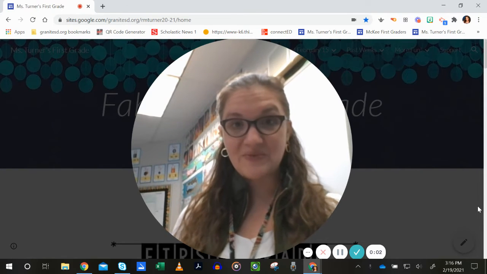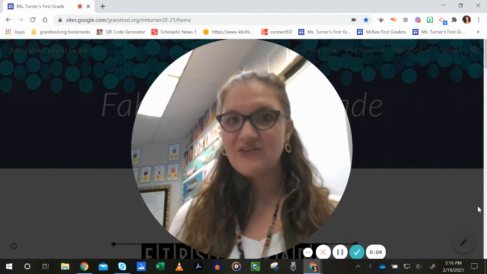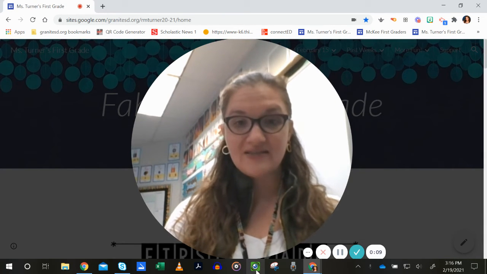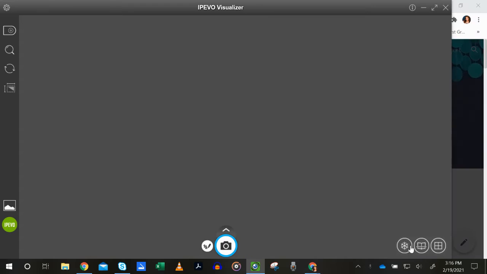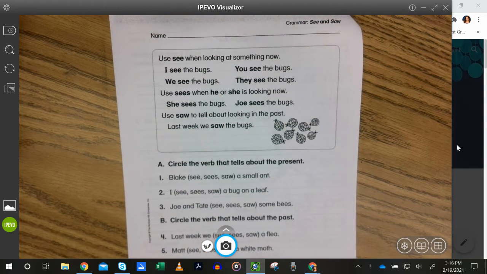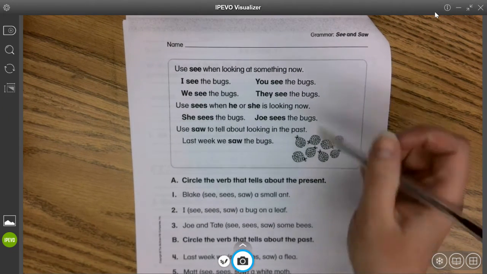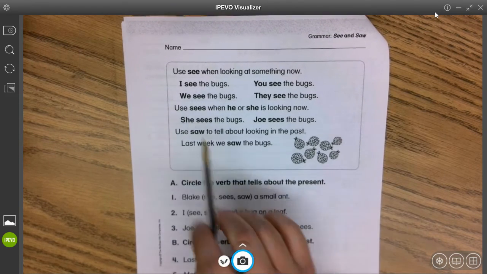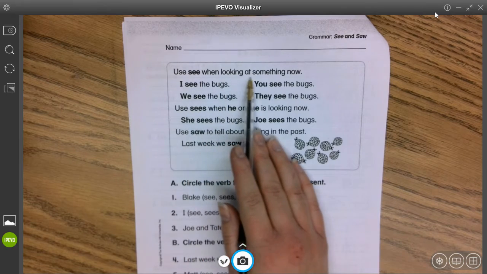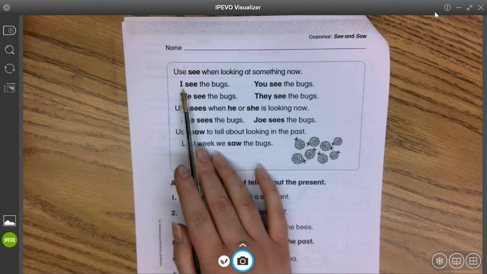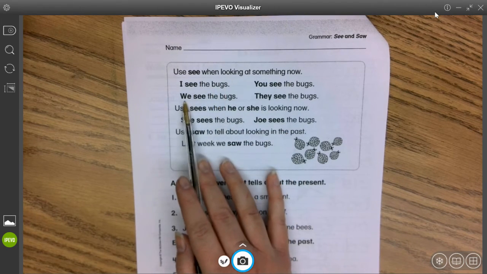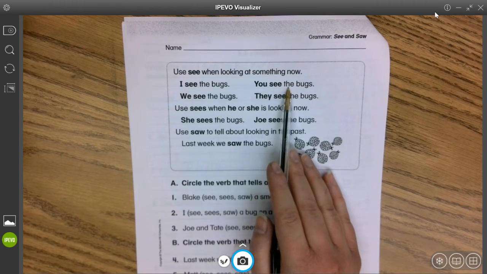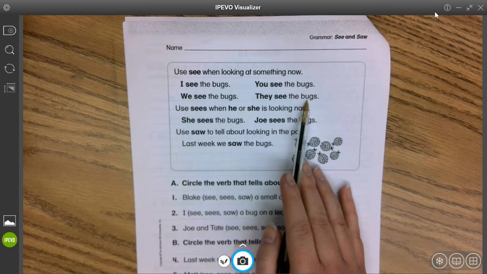Okay, first graders, we are going to look at using the word see correctly in a sentence. So let's look at our page. We have see and saw, so we're on a grammar page here. And we use see when looking at something now, like I see the bugs, we see the bugs. You see the bugs, or they see the bugs.